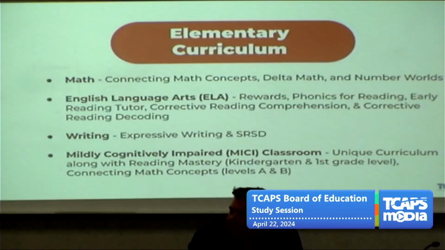In the mild cognitively impaired classroom, they use the Unique curriculum along with Reading Mastery for kindergarten and first grade and Connecting Math Concepts, the lower levels A and B. Any questions on those?